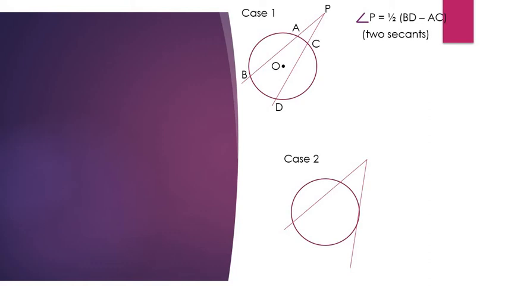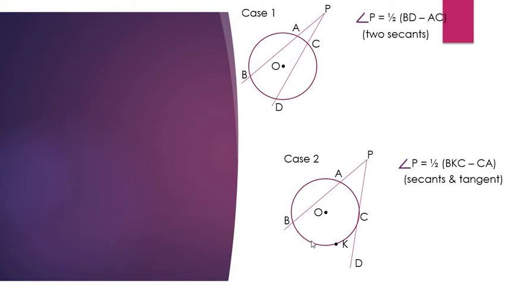Do you know what that is? It's a secant and a tangent. So we have our secant line here and our tangent line here. So the difference between the 2 arcs cut in half, arc AC and arc BKC, will give you this angle here.